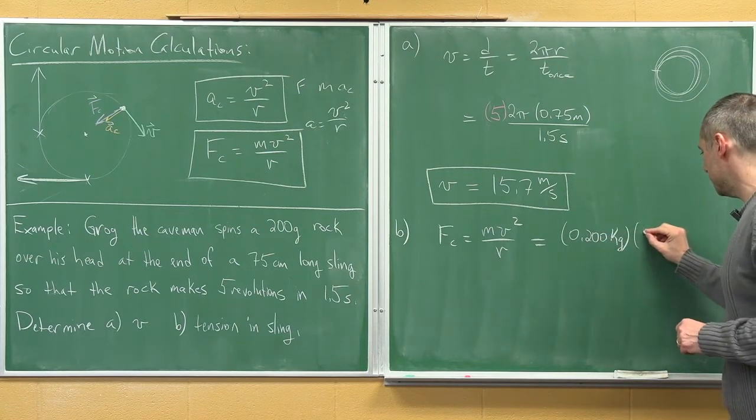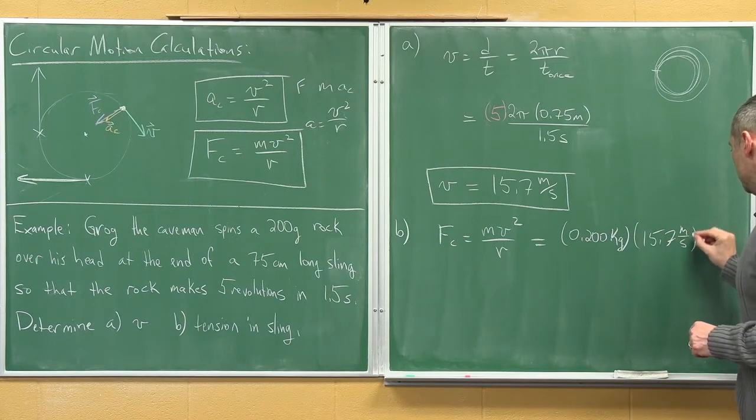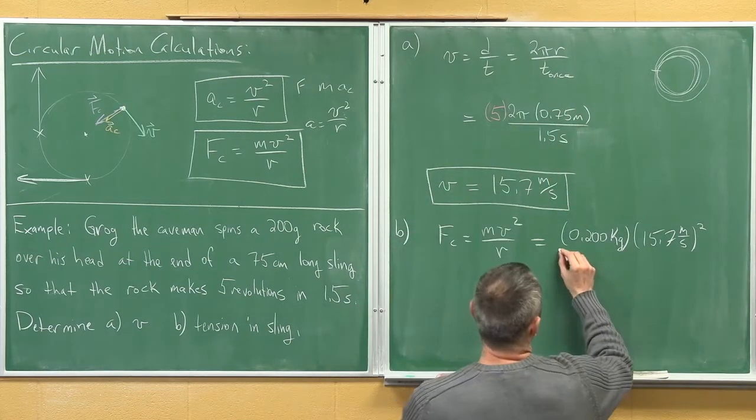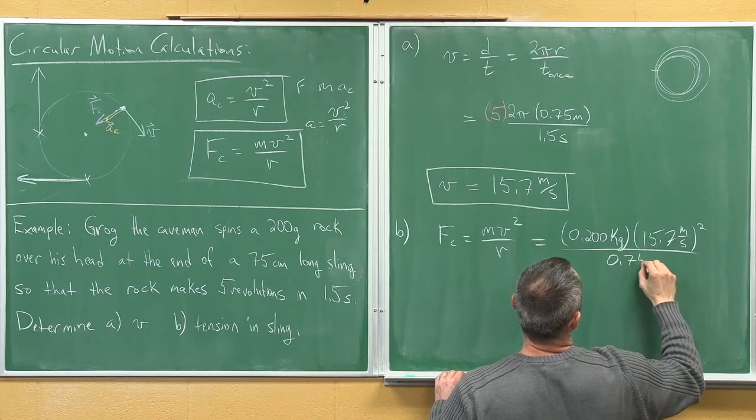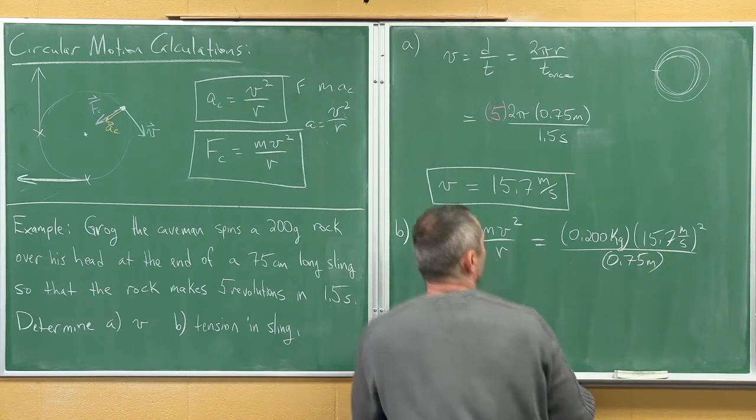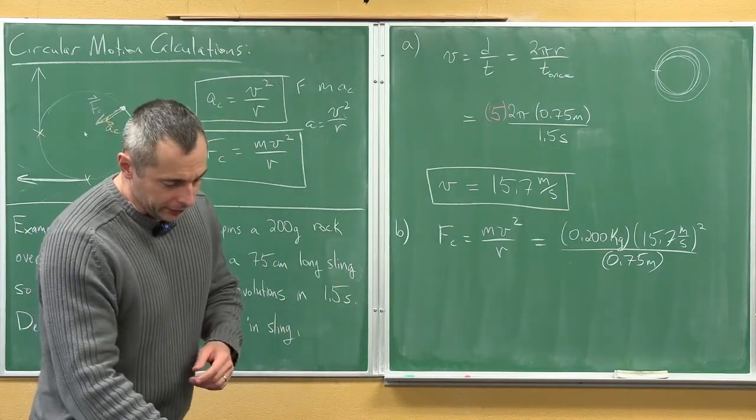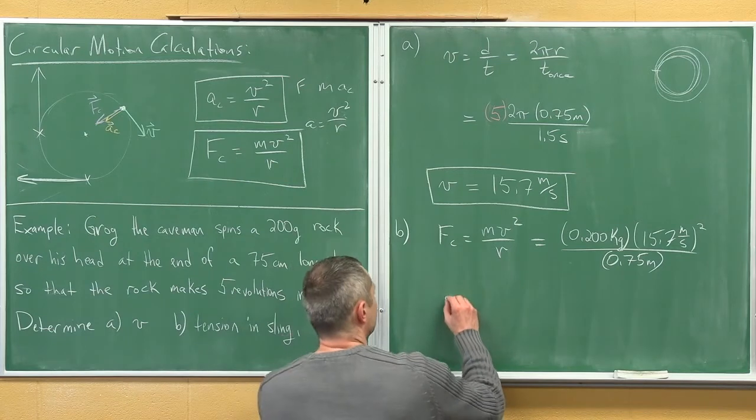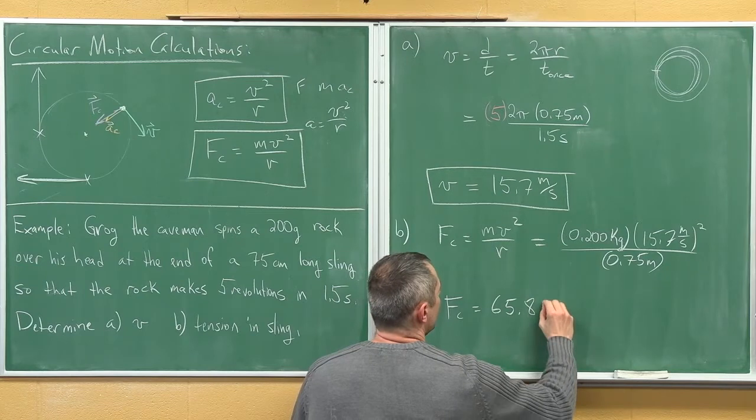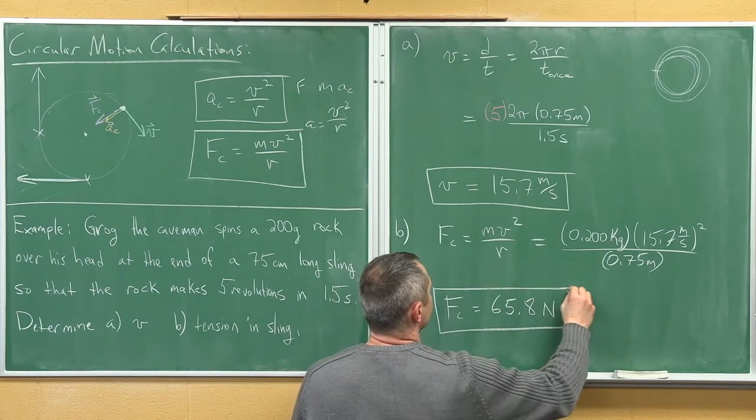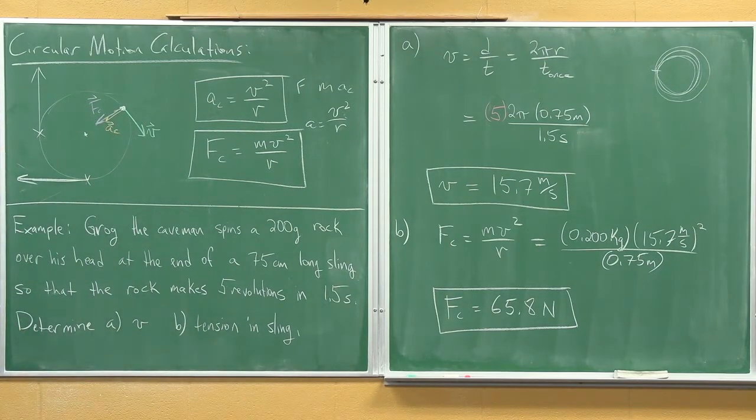Now we take our speed from the previous part of the problem, and we can't forget to square it, and we're going to divide by the radius of 0.75 meters. Okay, so what you have to do is punch that on the calculator, and I calculated ahead of time 65.8. Hopefully I did it correctly. But there is the tension or the force that Grog must pull on the sling for this rock to be able to go in that circular motion. All right, I'll create a pause, allow you to copy this down.